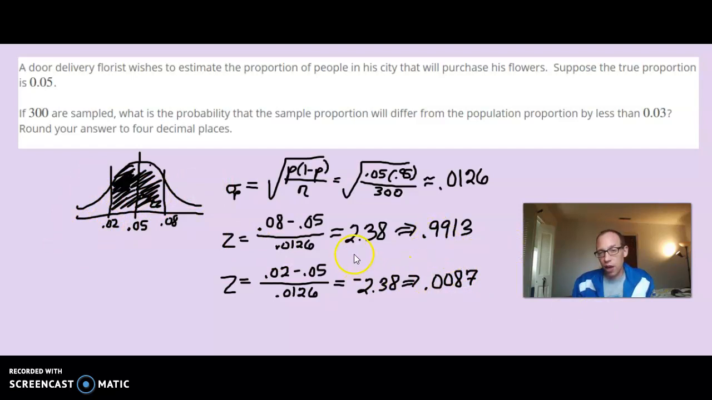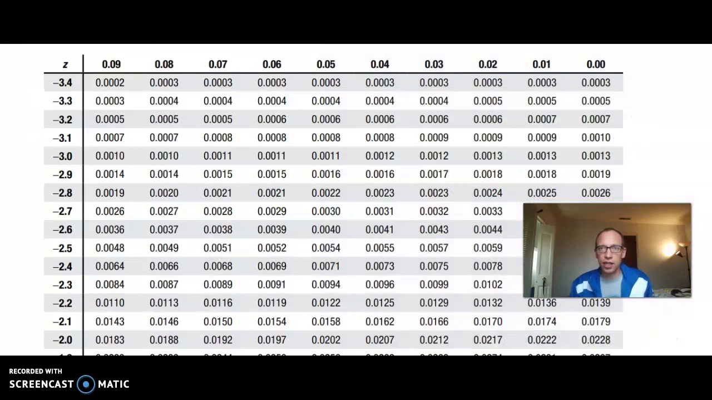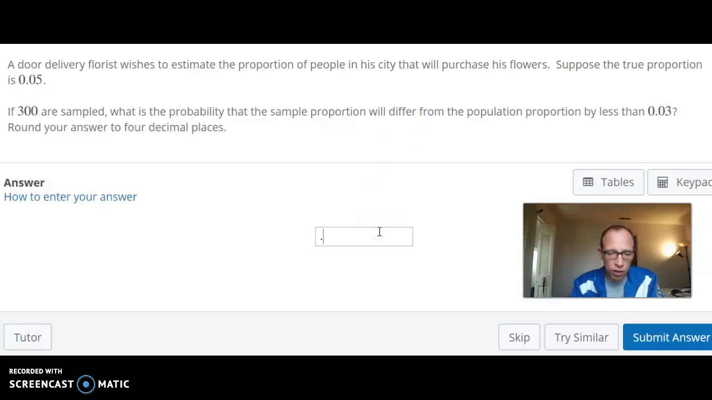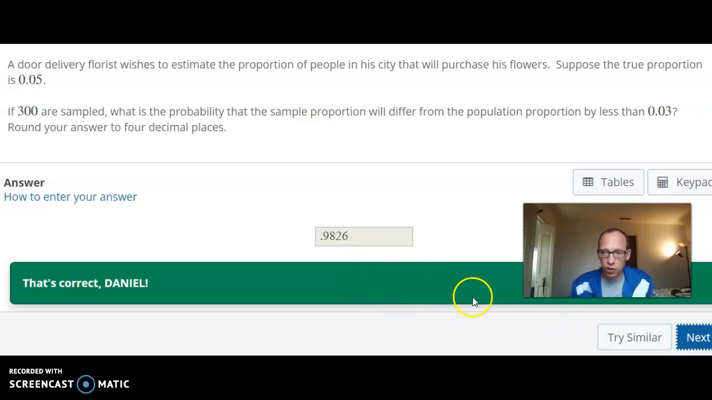Now, since these were the same z-score, just the opposite sign, I could have also taken 1 minus this number to get that as a shortcut. But it's fine to look it up also. So 99.13% of the distribution is below this 0.08. 0.87% is below this point. So if I just subtract the two here, 0.9913 minus 0.0087, that would give me 98.26% of the distribution. And if I go back to the homework and submit, I will get that correct.